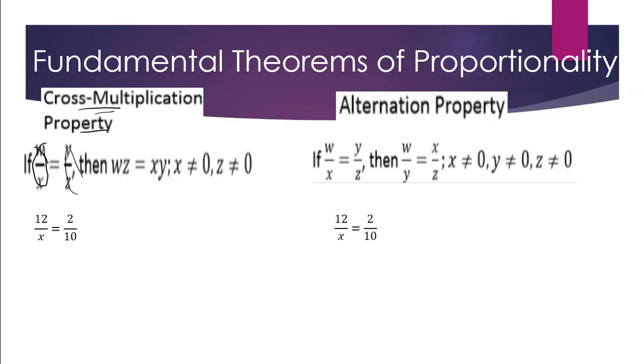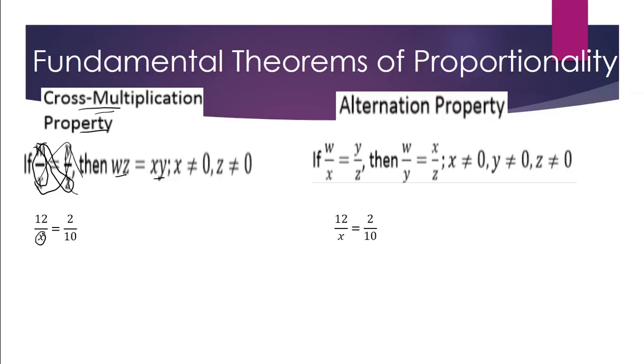If you do cross-multiplication, you are going to multiply these two. That's why we have here WZ, and it is equal to the other one, you cross-multiply, XY. That is why if I have 12 over X is equal to 2 over 10, for us to find the unknown, you simply do cross multiplication.